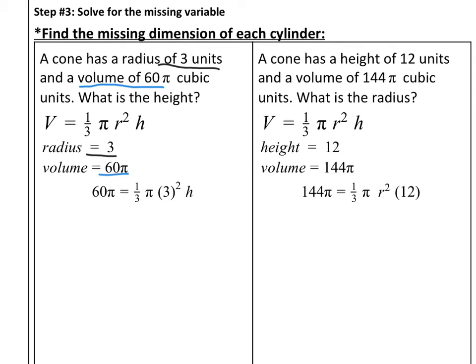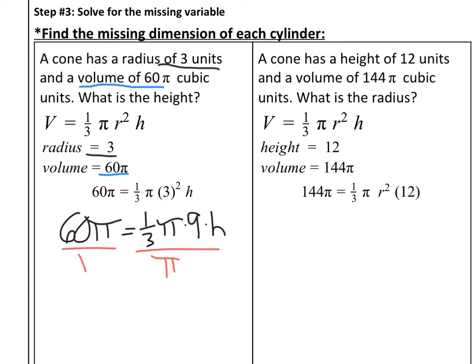Now what we want to do is just slowly take care of everything and get that h isolated. So we have 60 pi equals 1/3 times pi, and 3 squared, 3 times 3 is 9. H, and I'll just put some dots in there so we know we're multiplying. And now you have a couple ways to go about this. We can take care of that 1/3 and that 9, but I'm just going to start, just because it makes things look a little easier for us, I'm going to divide by pi and cancel those pi's out.